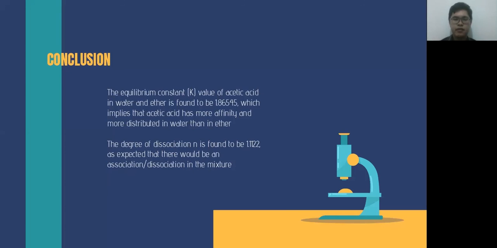From this experiment, we can conclude that, first, the equilibrium constant value of acetic acid in water and ether is found to be 1.86545, which implies that acetic acid has more affinity and more distributed in water than in ether. The second is the degree of dissociation is found to be 1.1122. As expected, there would be an association or dissociation in the mixture.